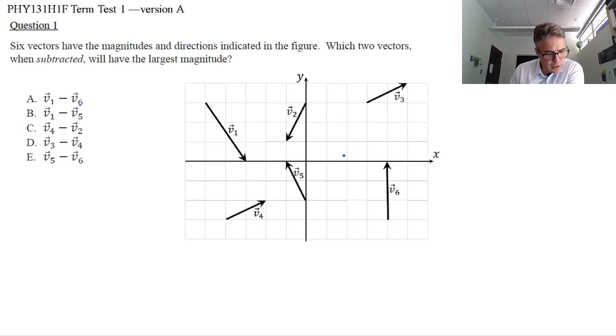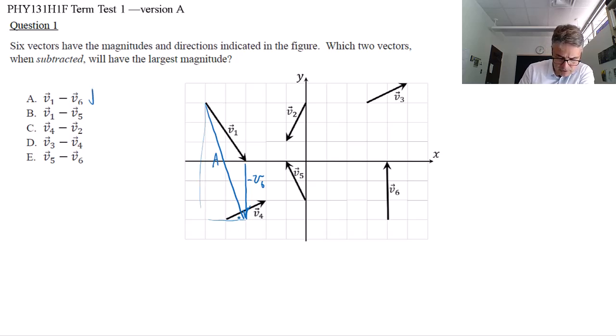6 vectors have the magnitudes and directions indicated in the figure. Which 2 vectors, when subtracted, will have the largest magnitude? And there's a list. So, 1 minus 6. The way you always subtract vectors is that you make the second one opposite, to make it negative, and then you just add it. So I would say that this is from here to here. This is going to be negative V6. So this right there will be A.